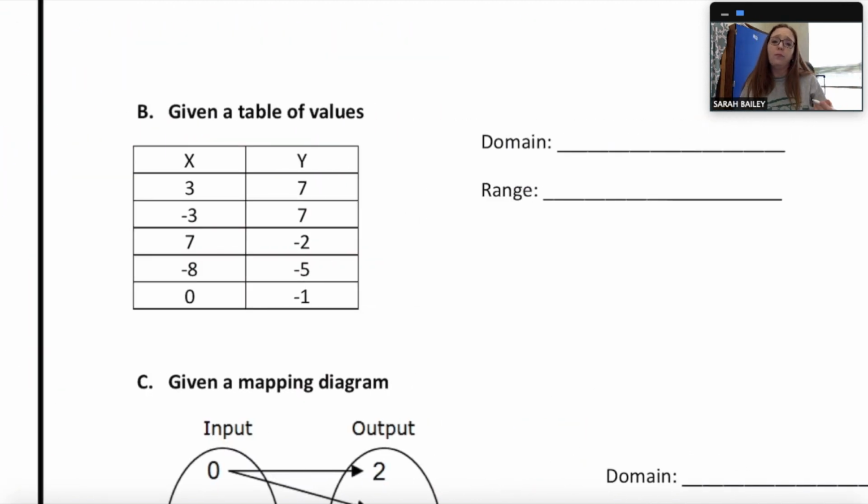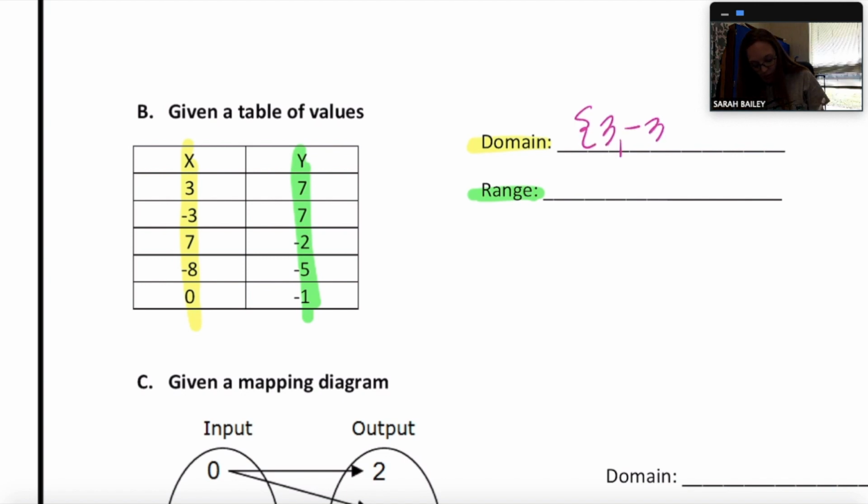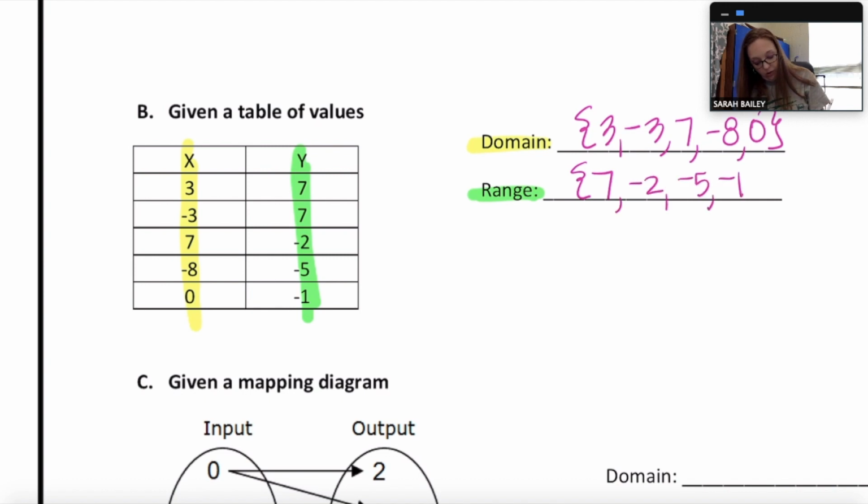So in part B, we have a table of values. So the domain, let me highlight it this way. This is the domain. That is the range, okay? So for my domain, I'm going to list 3, -3, 7, -8, and 0. And then for my range, I'm going to list 7. Notice there are 2 7s. I'm only going to write it down once. 7, -2, -5, and -1.